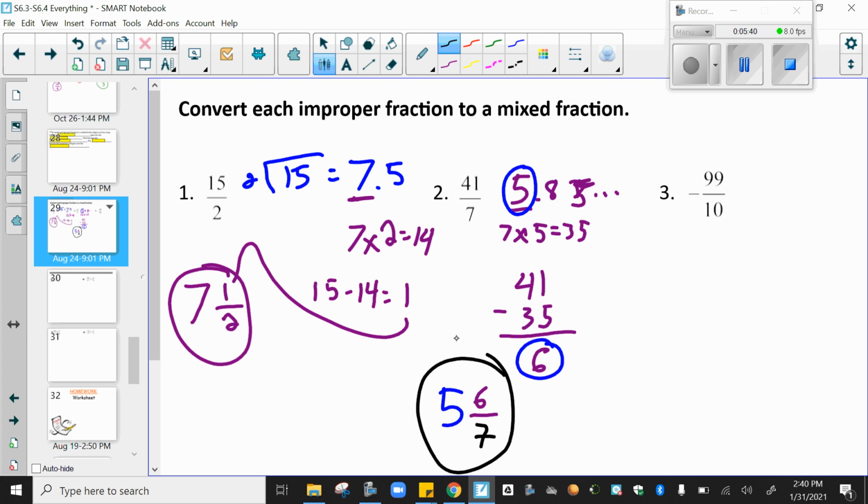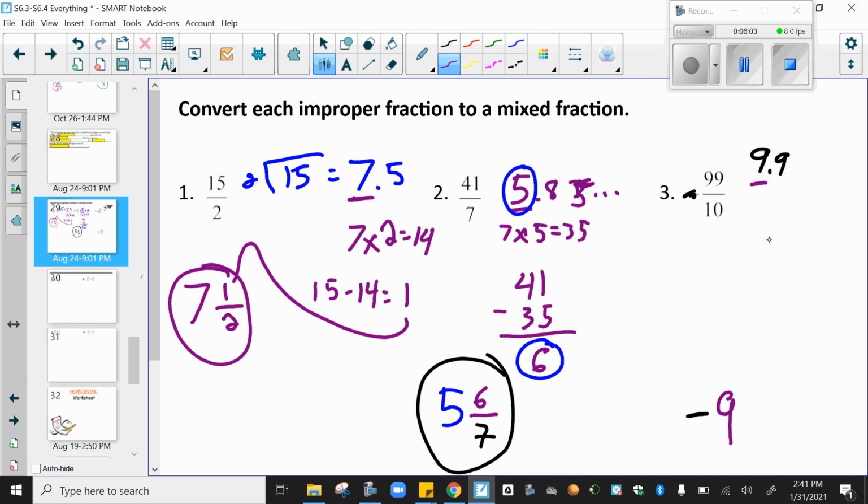All right? Take a look at the next one. Negative 99 divided by 10. We know it's negative, so negative. 99 divided by 10 is going to make 9.9. We want to take the first number, so here's our first number, negative 9, and then I want to subtract it. I'm going to multiply it and subtract it.